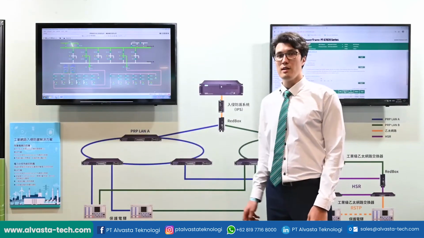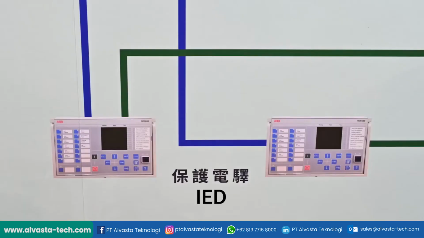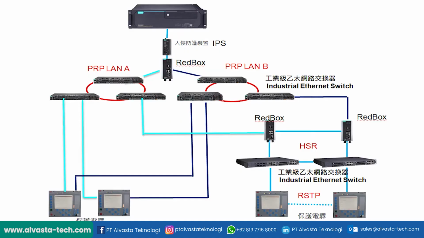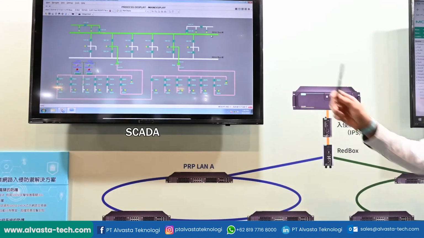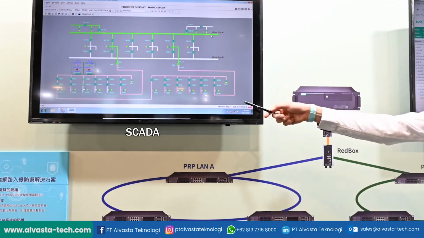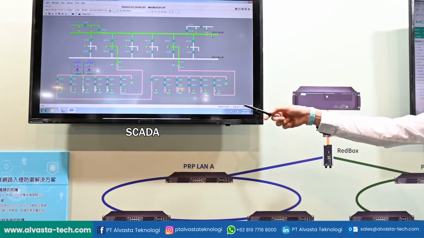This is a simplified substation network architecture. The key component here is the intelligent electronic device, or IED. Its job is to protect the primary equipment and power grid from damage caused by voltage, current, or frequency anomalies. Modern IEDs are connected via Ethernet networks to each other, as well as to the SCADA system, which is a human-machine interface for operators to control the entire facility.